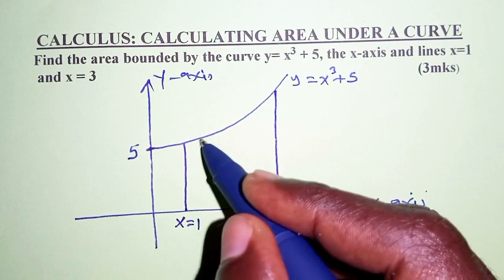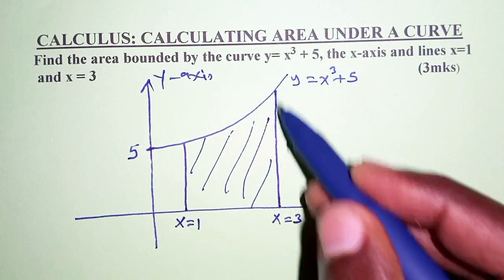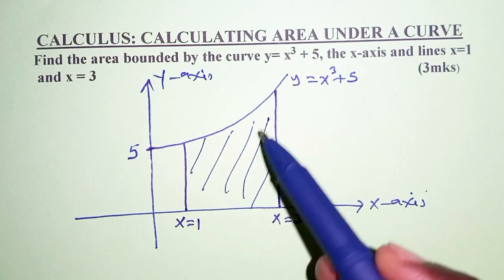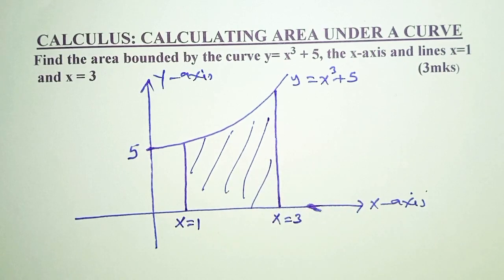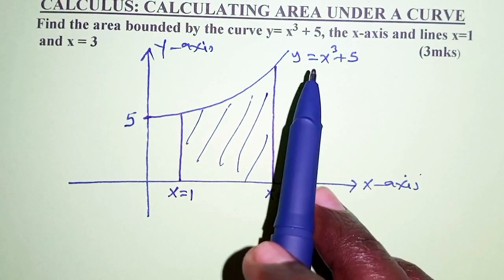So we have this region here bounded by the four: we have the curve, line x is 3, line x is 1, and the x-axis. So we are going to find the area shaded in that diagram. We are going to determine this by integration.